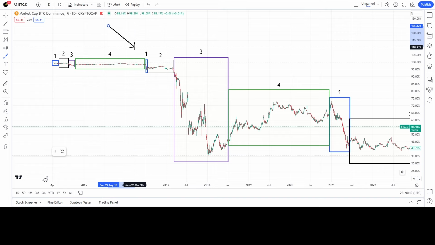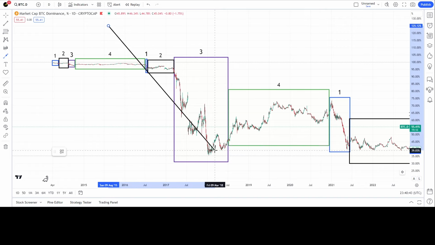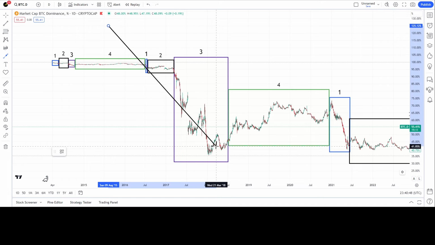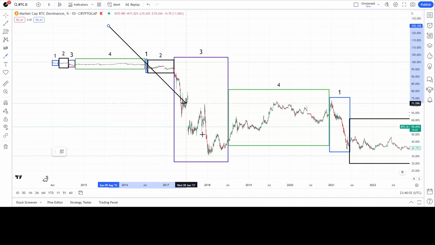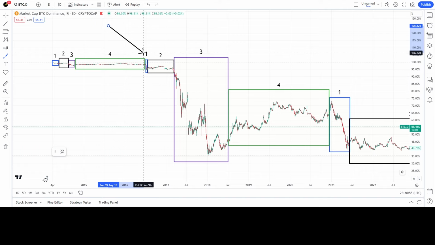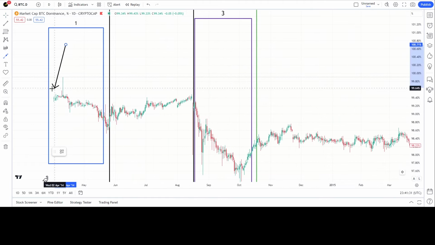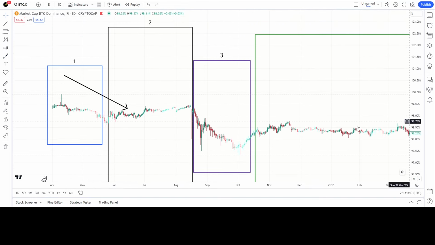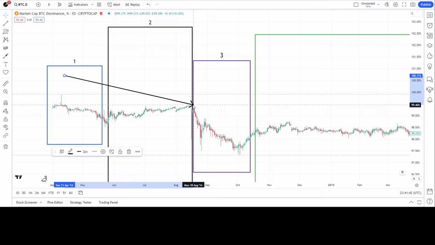So the lower this moves down, that indicates that money is being taken out of Bitcoin, and it usually goes into altcoins. Now, when this drops, altcoins historically have taken off. It is my belief that this chart has a repetitive macro structure. So it starts with this blue box right here, which is 1, and it actually is a decline. Let's zoom in over here. So it declines. It then moves back up in box 2 and comes to a peak in box 3, which is the purple one.